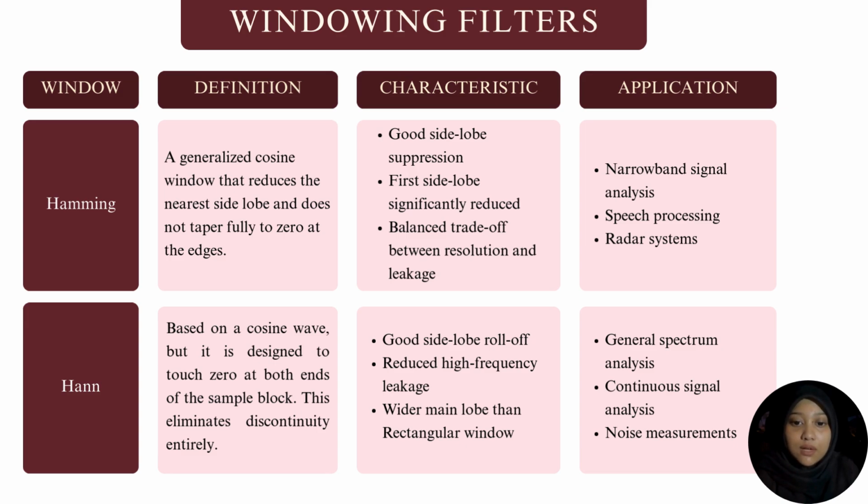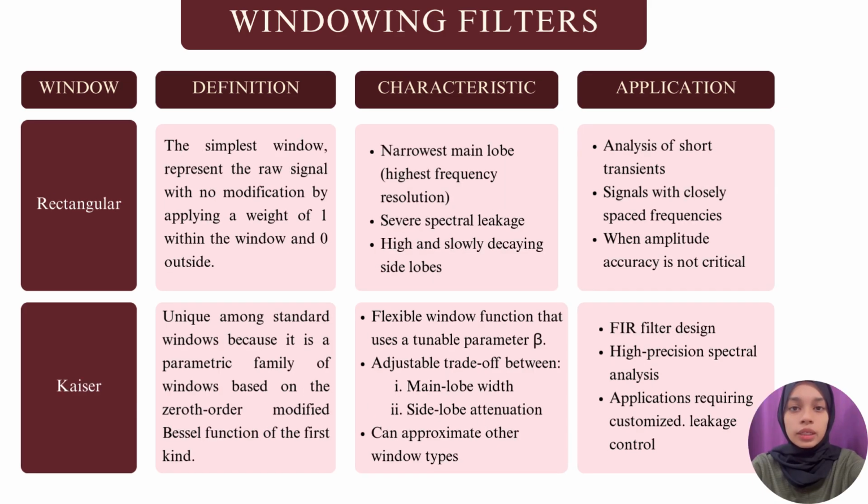However, the Hann window has a wider frequency response compared to the rectangular window, which means the frequency resolution is slightly lower. For application, because of these properties, the Hann window is commonly used for general spectrum analysis. It is suitable for continuous signal analysis where smooth frequency behavior is important. The Hann window is also used in noise measurement as it helps reduce leakage from unwanted frequency components. Next, I will present rectangular window and Kaiser window.